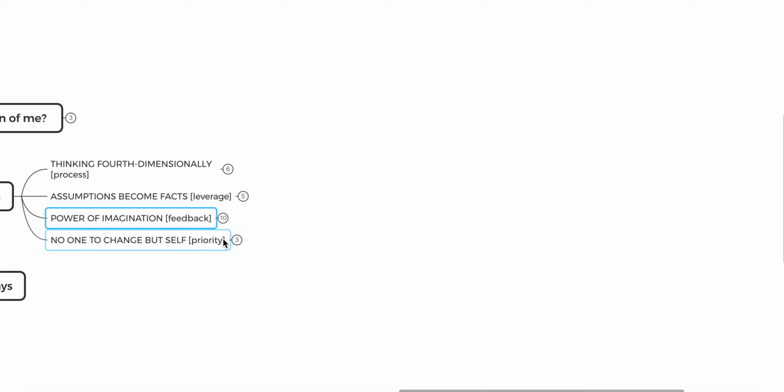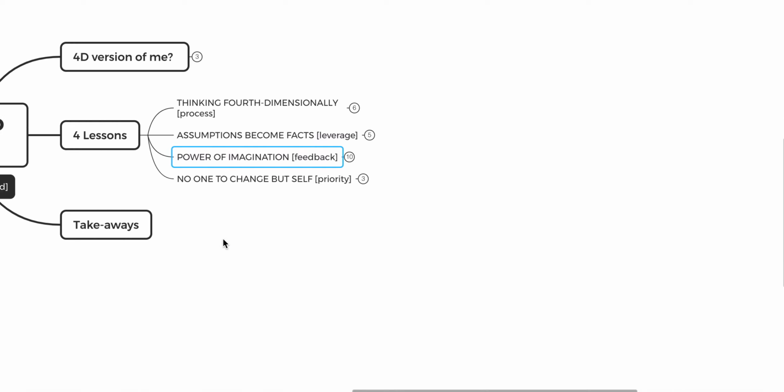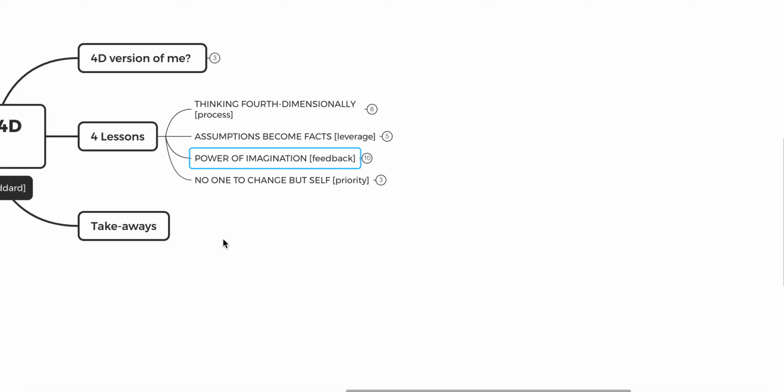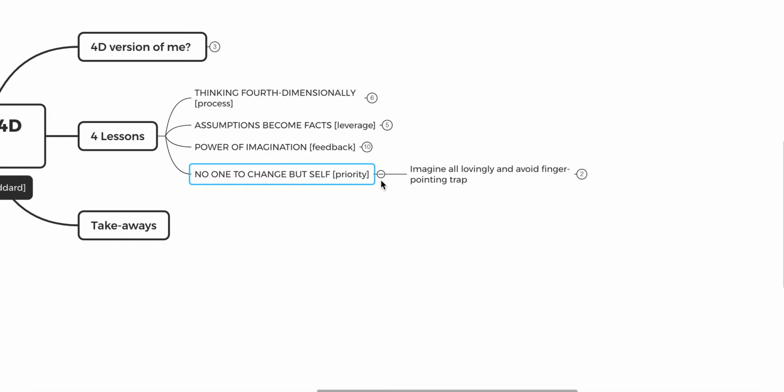And finally, let's go to the last lesson, which is there's no one to change but self. This lesson will allow you to literally make sure that the most important things are the most important things. So again, we have the three-step process. We know what our highest leverage is. Now we're getting feedback. And finally, we know which parts of the feedback are most valuable to us and which ones we need to discard. And this is what this lesson is about.